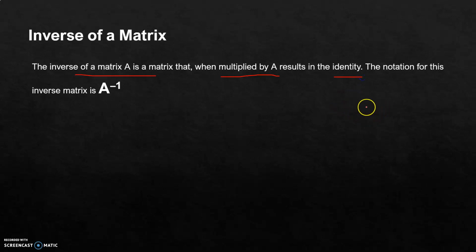Identity we already discussed. This is a matrix having all the diagonal elements as 1. For example, if there is a 2 by 2 matrix, then 1 0 0 1 is called the identity. All the diagonal elements are 1. The inverse of a matrix is denoted by A raised to minus 1, or A to the power negative 1. It is read as the inverse of matrix A.